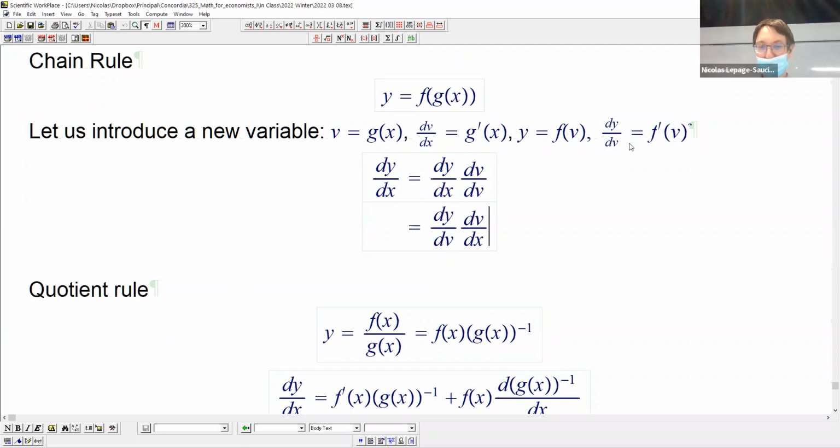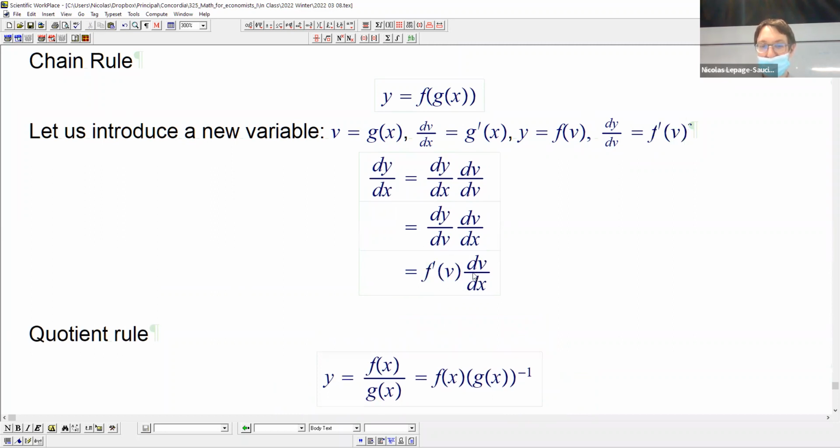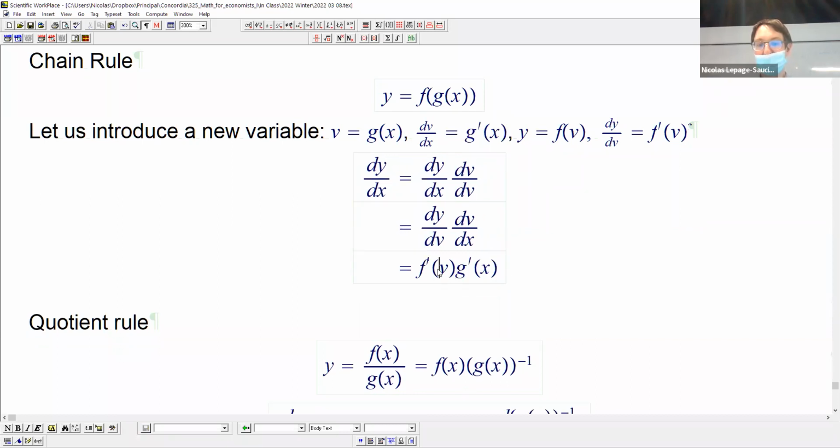So what do I get? Times dv dx. So dv dx is g prime of x. And then I can also substitute v here, because v is just the value of something. And what is it? It's g of x. So I get rid of it.